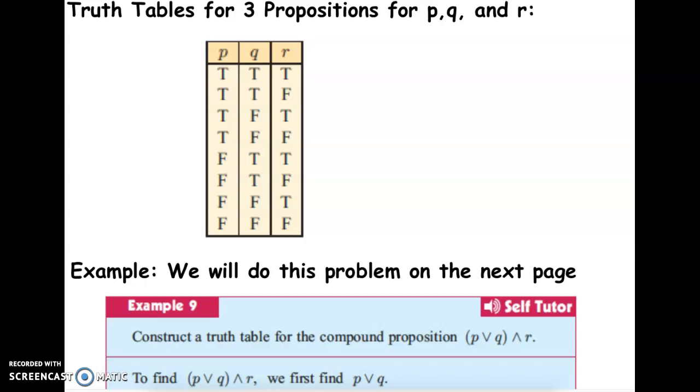So the pattern that we go with for proposition P is true, true, true, true, and then false, false, false, false. For proposition Q, it's going to be true, true, false, false, true, true, false, false. And the last proposition R, you just go every other. So start with true, false, true, false, true, false, true, false. We will use this pattern for three propositions.